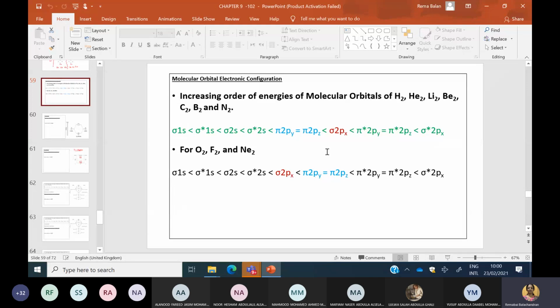This is what I was telling you yesterday. Molecular orbitals: this full lesson is there for the exam. Chapters 9 and 10 are fully there for the quiz. This is the increasing order of energies of molecular orbitals up to nitrogen, that means starting from hydrogen, ending with nitrogen.